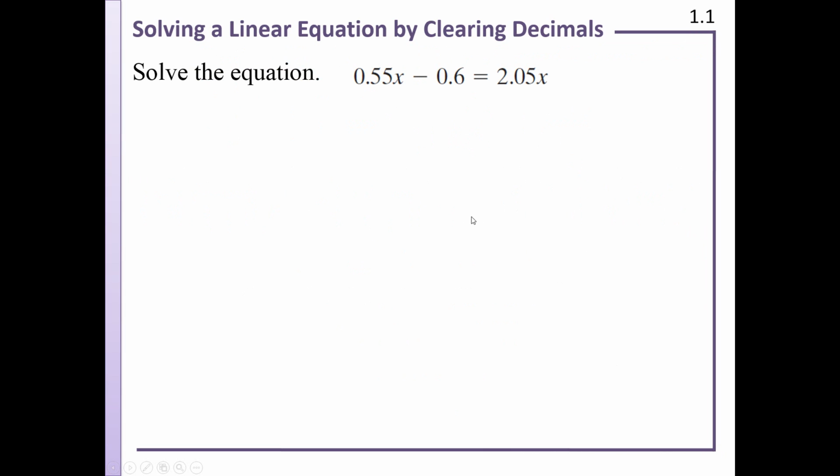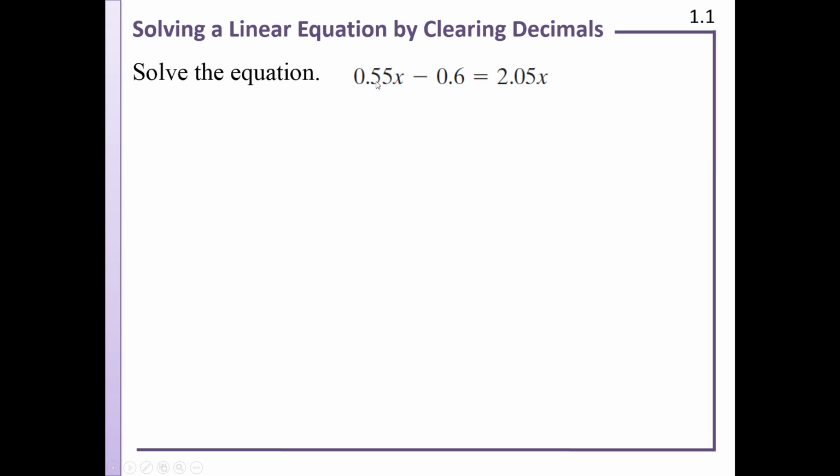This one is, well, it's like fractions, only it's decimals. So to clear the decimals here, we want to multiply by a power of 10 so that these are whole numbers rather than decimals or equivalently fractions. So this number, 0.55, this is 5/10 and 5/100. So this is 55 hundredths.